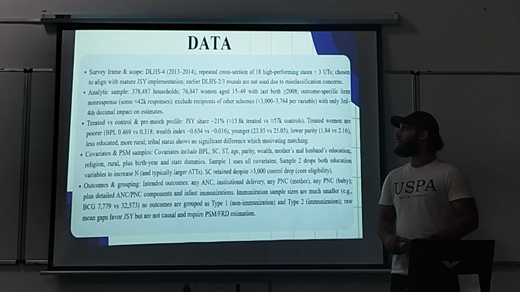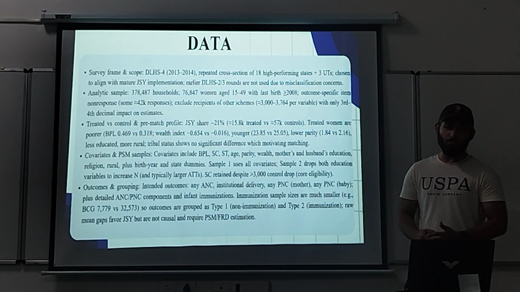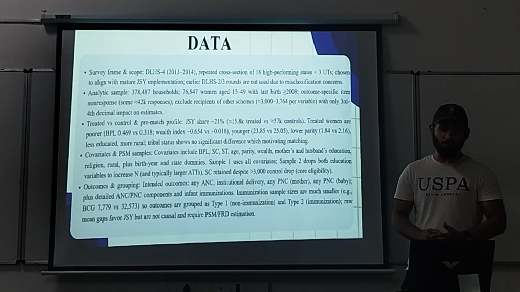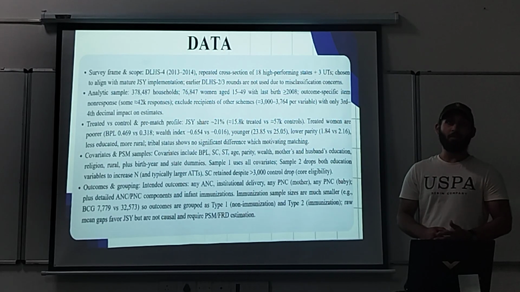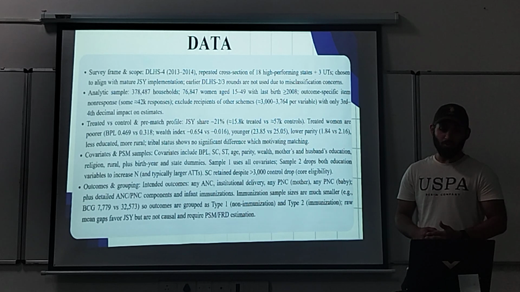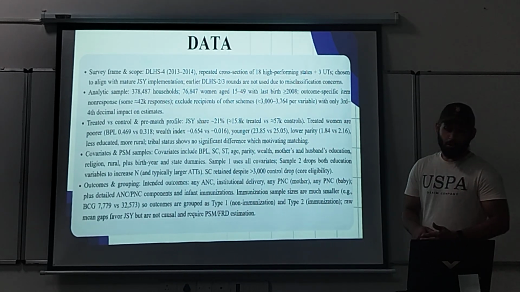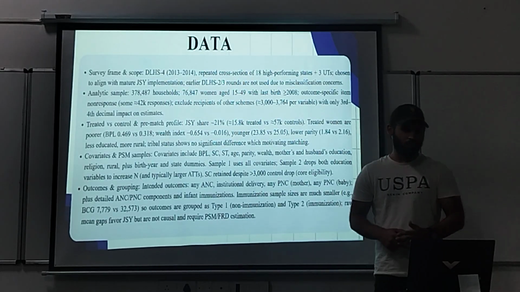Let's now take a look at the data used in our analysis. The survey framework we used is based on DLHS 4, which is a repeated cross-section of 18 high-performing states and 3 union territories. This was selected to align with the mature implementation of the JSY program. We did not use earlier DLHS 2 and DLHS 3 data due to concerns around misclassifications.